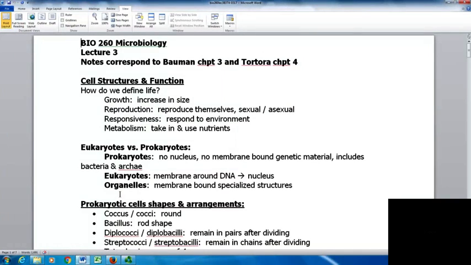When we look at cells, we need to define life. There is no magic ingredient that makes things alive, so instead we define properties of life. Things that are alive are going to have growth, they're going to increase in size. They'll reproduce, either sexually or asexually. They have responsiveness, where they're going to respond to changes in their environment, and they will undergo metabolism. They'll take in and use nutrients. Metabolism is looking at all of those chemical reactions that go on in a cell.